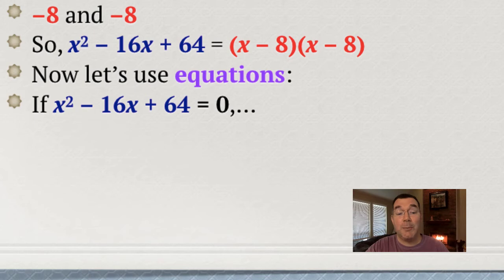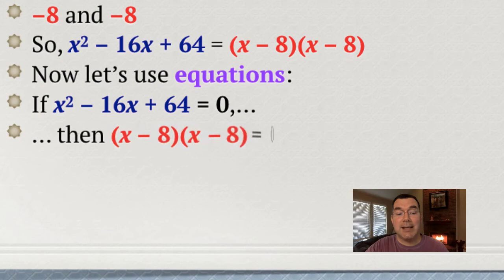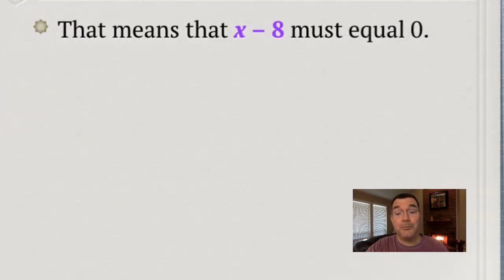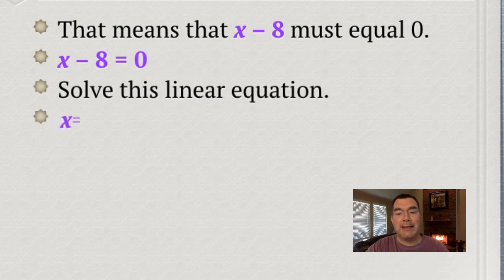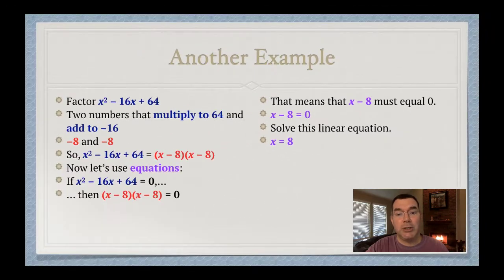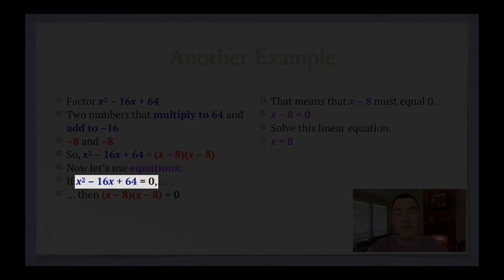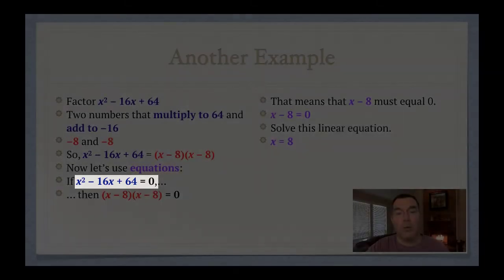So if I wanted x squared minus 16x plus 64 to equal 0, then I could rewrite the left-hand side as (x minus 8) times (x minus 8) and set that equal to 0. So obviously, since those factors are the same, I really only need to solve the linear equation x minus 8 equals 0. I only need to do that once. So set x minus 8 equal to 0. I solve that and I get that x equals 8. And that is the only solution to this quadratic equation, x squared minus 16x plus 64 equals 0. That's the only x that will work.